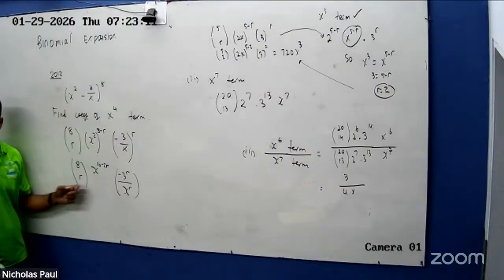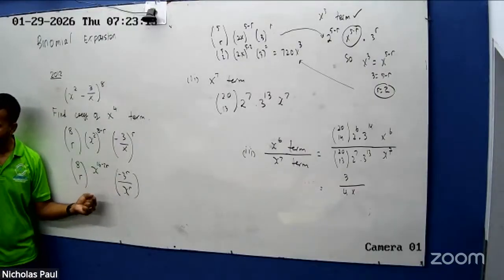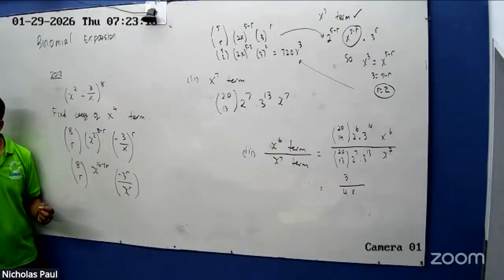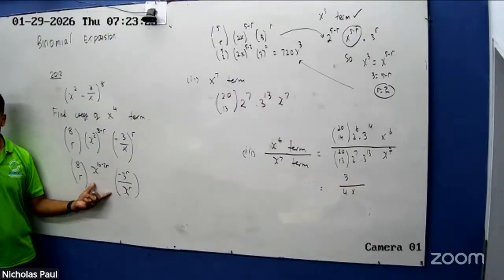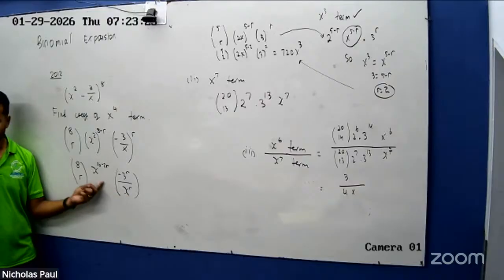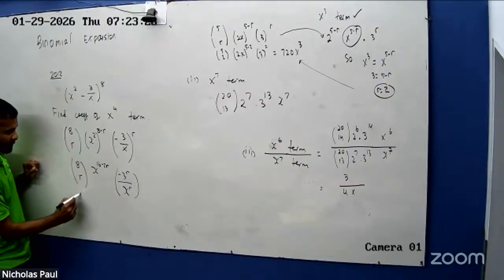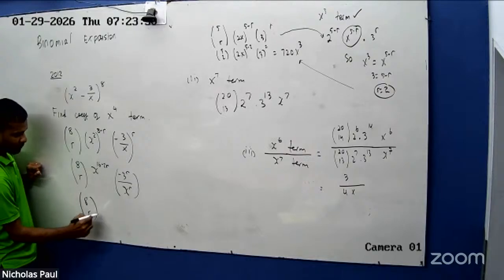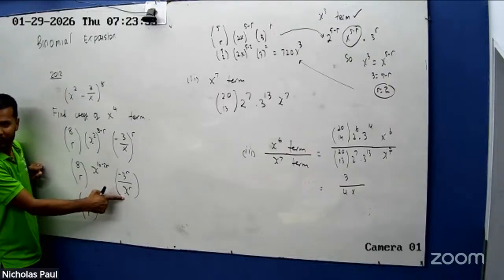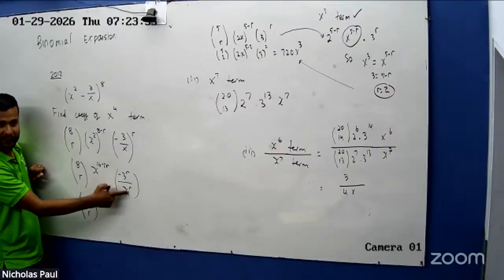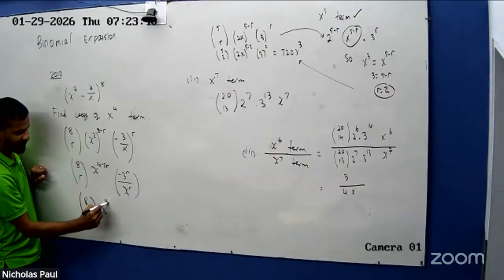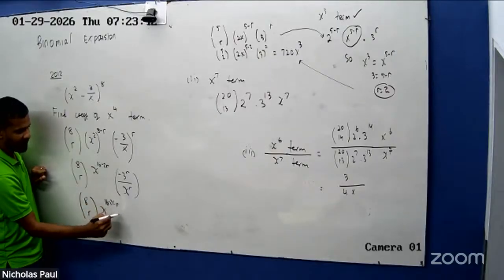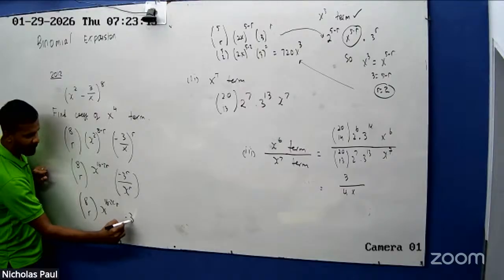Which terms here contribute to the x term? These two, right? So how do you simplify it? When you divide with the same base, you subtract the powers. So you'll get x to the 16 minus 2r minus r, times minus 3 to the r.